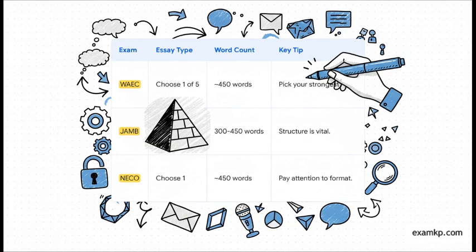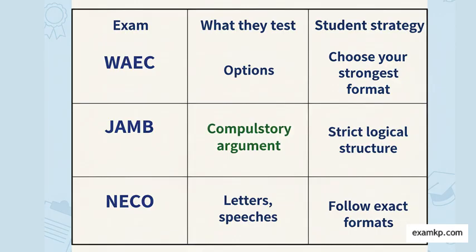JAMB is a different story. It's one compulsory essay, and it's usually argumentative. That makes that clear structure we just talked about an absolute must. Then with NECO, you often see options that need specific formats, like a formal letter or a speech. So you really have to nail those formatting rules.